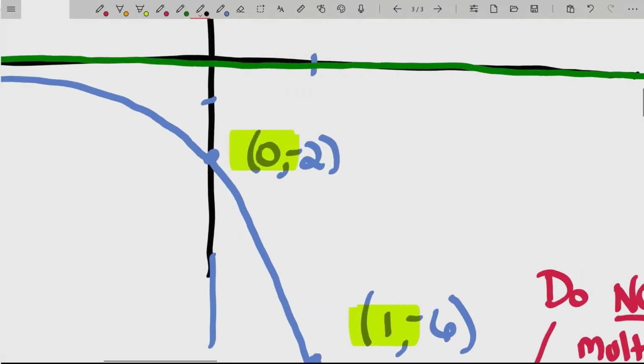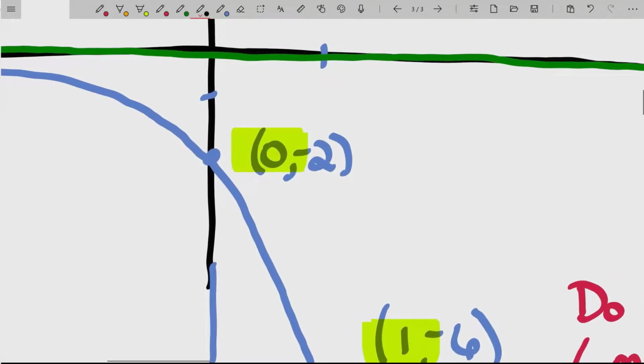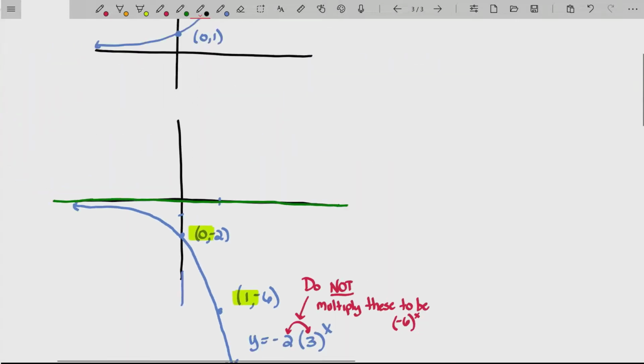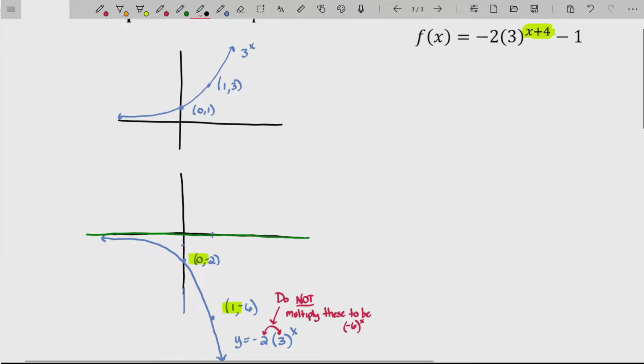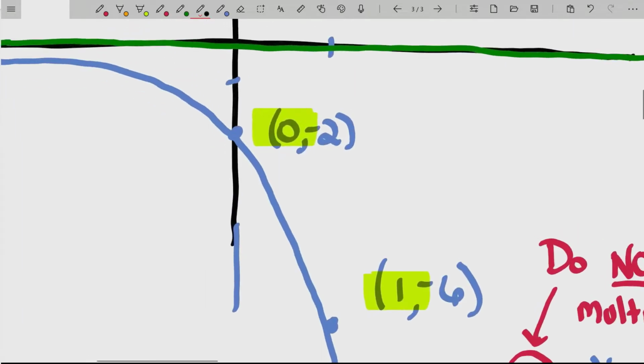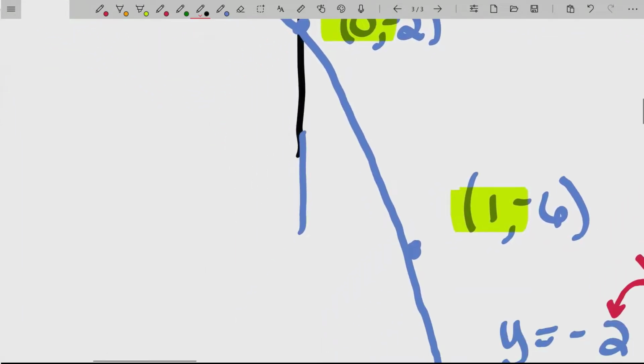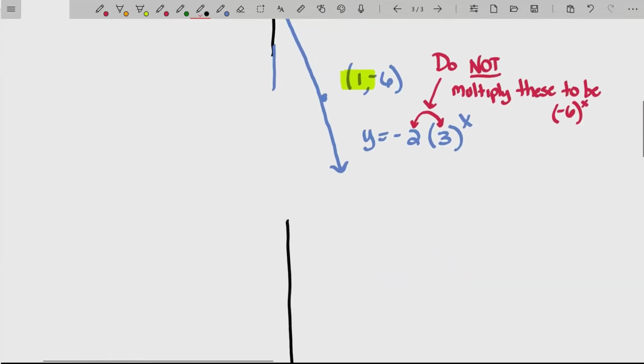So we had a point at (0, -2). We're going to subtract 4 again because we have a transformation on our function. We're going to subtract 4 from that 0 to be at (-4, -2). So let me go ahead and find my graph here.